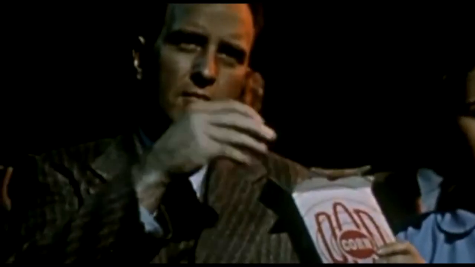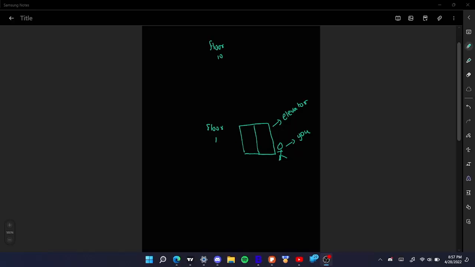So let me tell you guys a story. You go to a mall and you see elevators. It takes you from floor 1 to floor 10. You get into this elevator from floor 1 and you go all the way to floor 10. And once you get to floor 10, you see a security guard coming towards you and asks you, which floor did you come from? And you tell him, I came from floor 1 and right now I'm on floor 10.